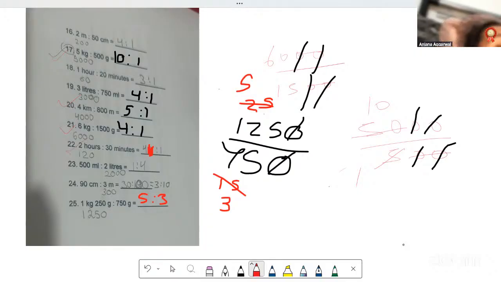Yep, 500 ml. Yes, okay. That's okay. Good.